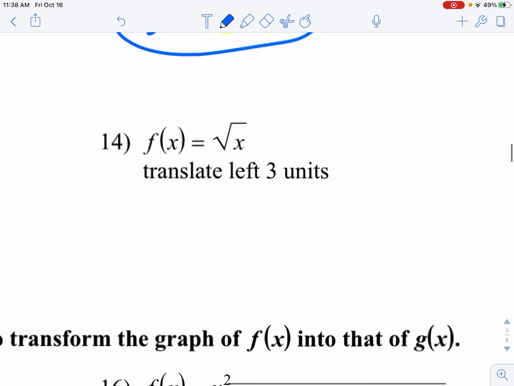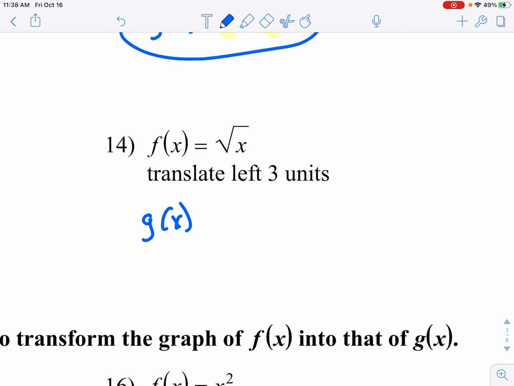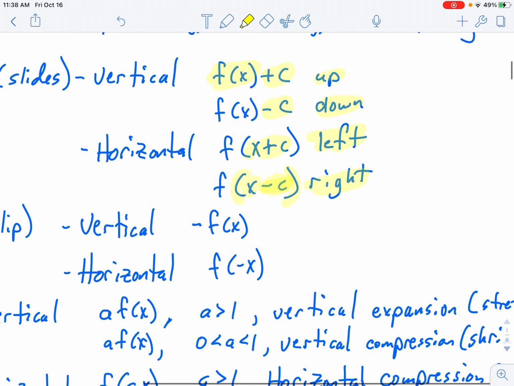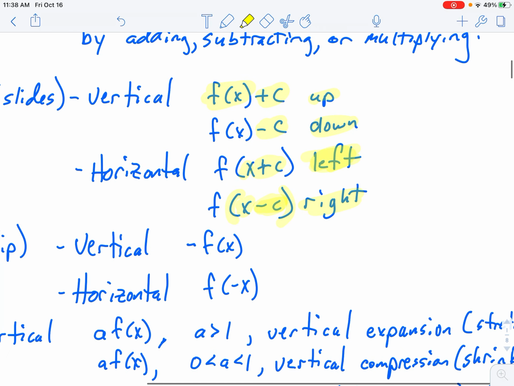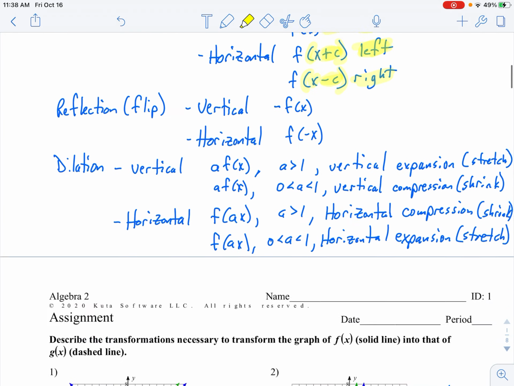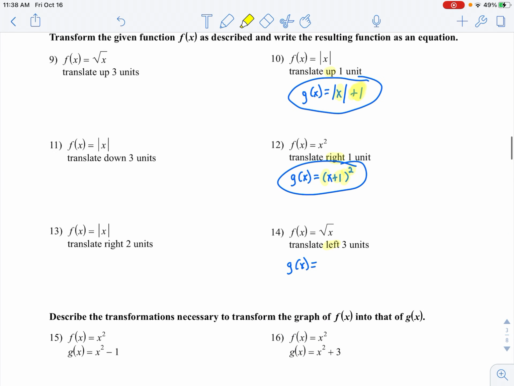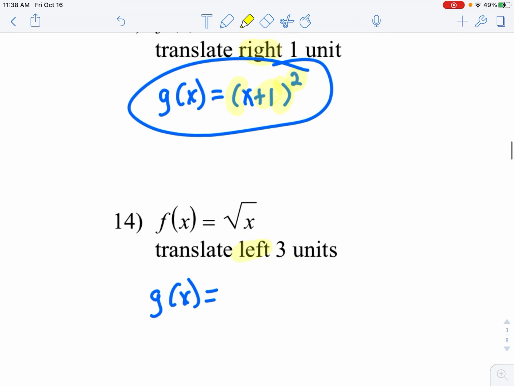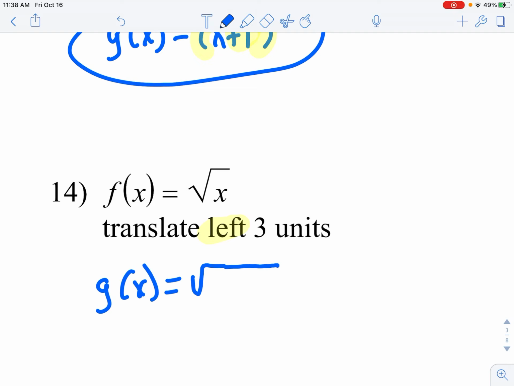Number 14. Translate left 3 units. So g of x equals. To move to the left, let me check my notes, and I encourage you to do this unless you memorize things really easily. Left is where you add a number inside the function. The function here is a square root function. To create an inside for a square root function, you just make the square root bar longer. So if I need to add 3 inside the function, I put a plus 3 under the bar like that.